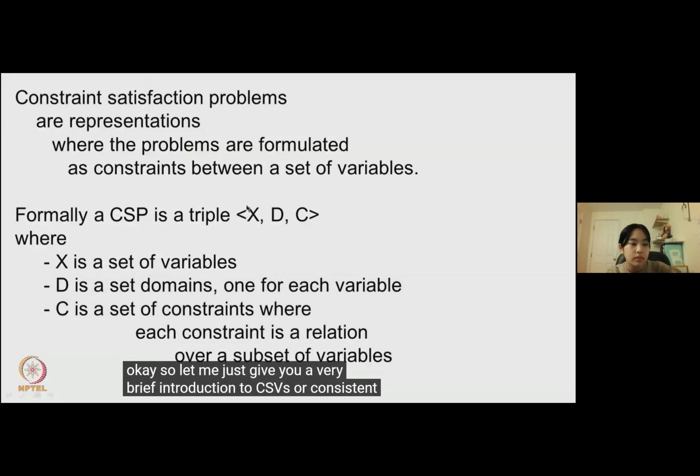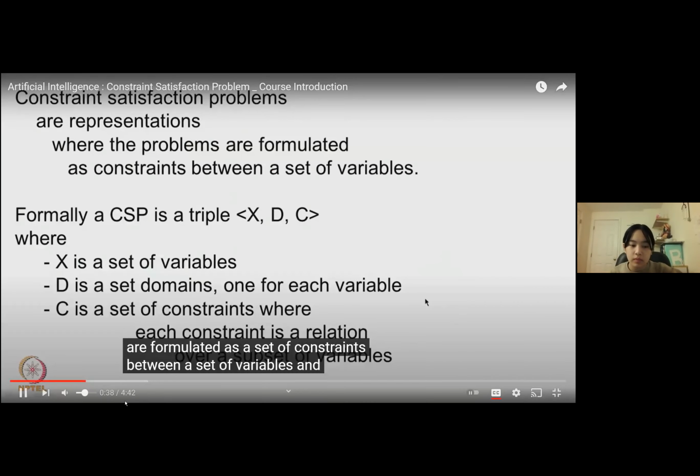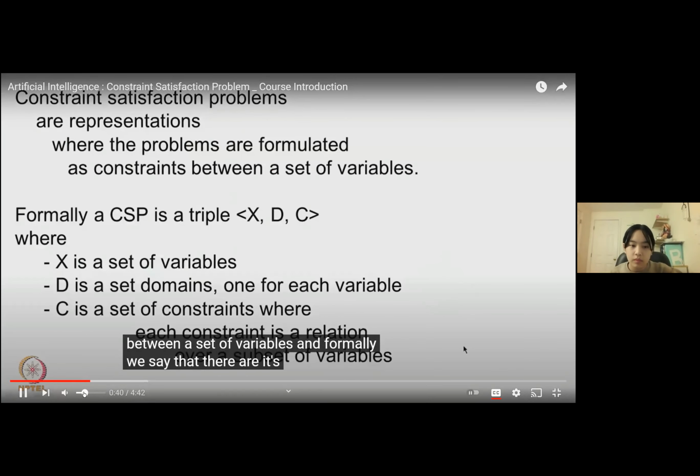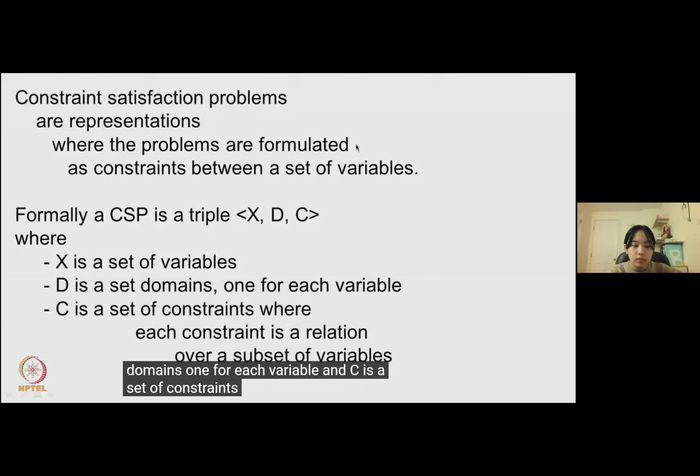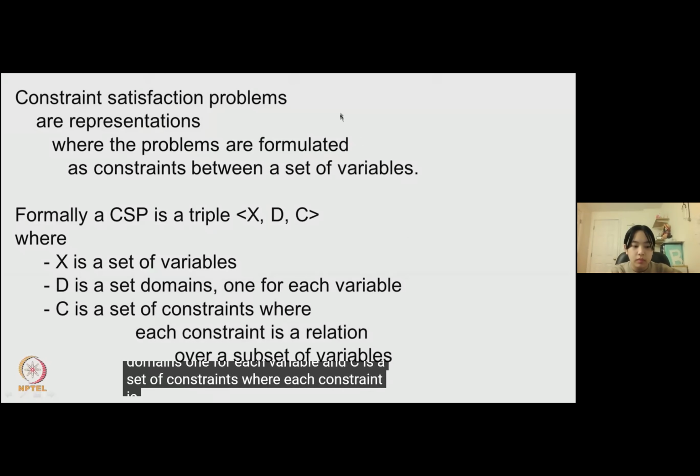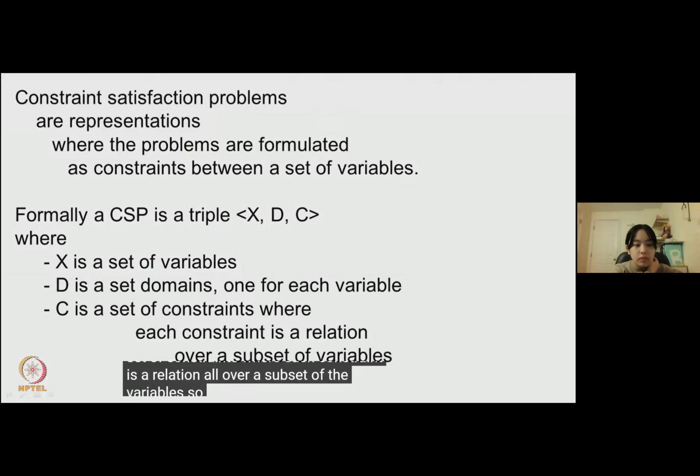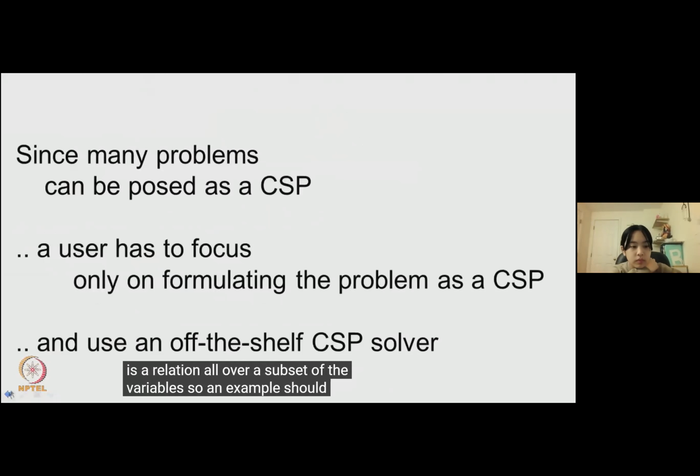Okay, so let me just give you a very brief introduction to CSPs, or constraint satisfaction problems, as we call them. These are representations where the problems are formulated as a set of constraints between a set of variables. And formally, we say that it's a triple. So X is a set of variables, D is a set of domains, one for each variable. And C is a set of constraints, where each constraint is a relation over a subset of the variables, essentially. So an example should help that.